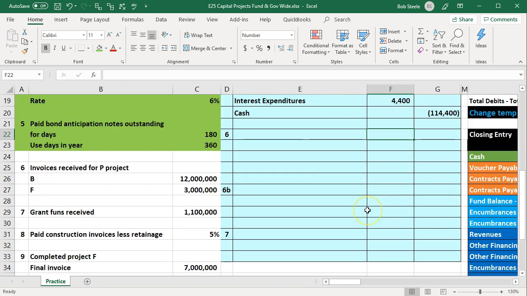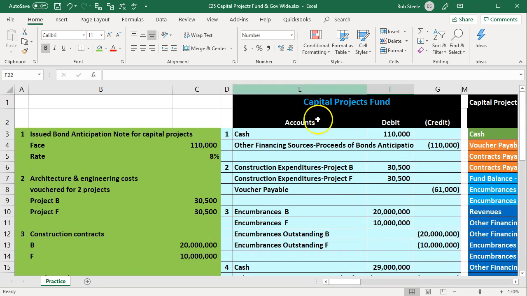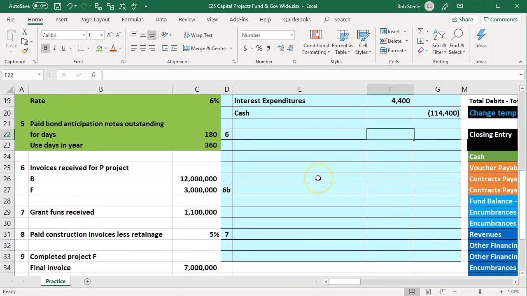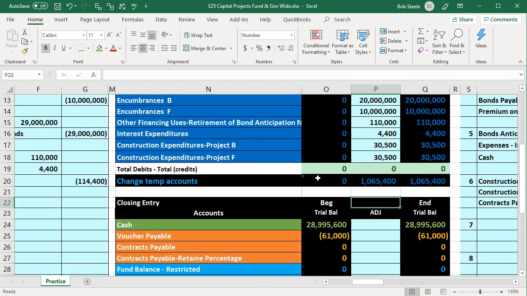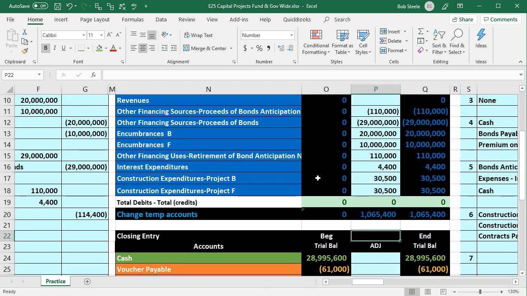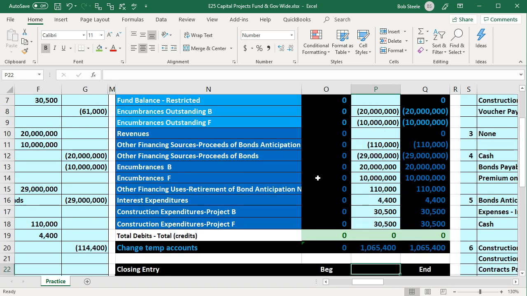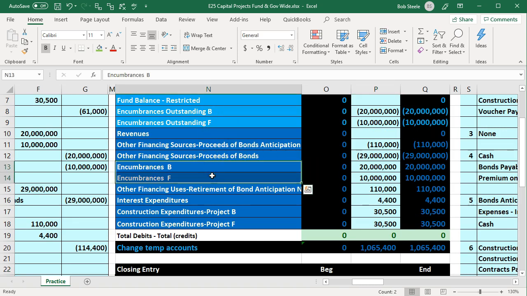Now we'll record the transaction in the capital projects fund. So we're back in column E, and we're on number 6. So we have the invoices. Before we record this, we now are going to record the expenditures because we're in the short-term activity for the modified accrual basis. But before we can do so, we need to reverse the encumbrances. So you'll recall we recorded these encumbrances. Now we've got invoices related to those encumbrances, and therefore need to reverse the encumbrances so we can record the invoice.